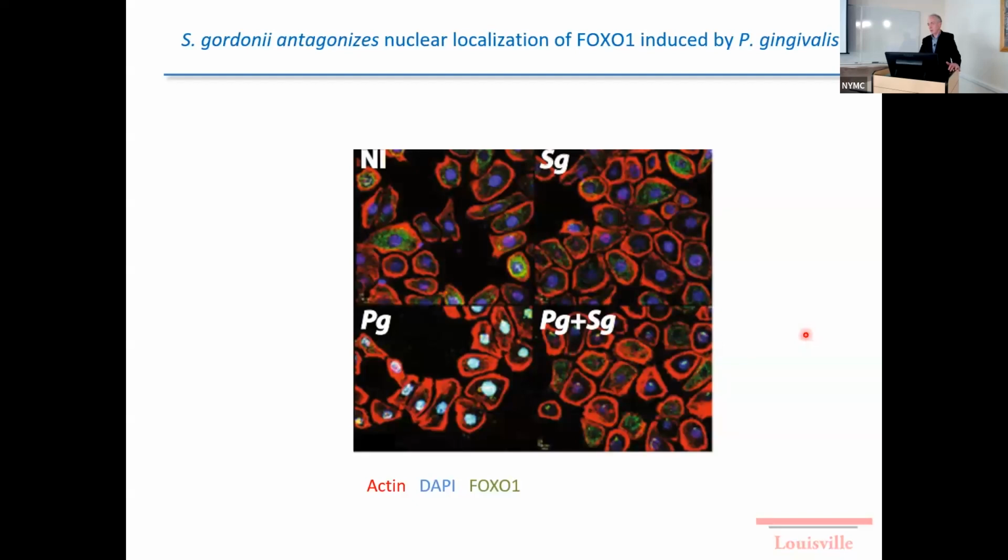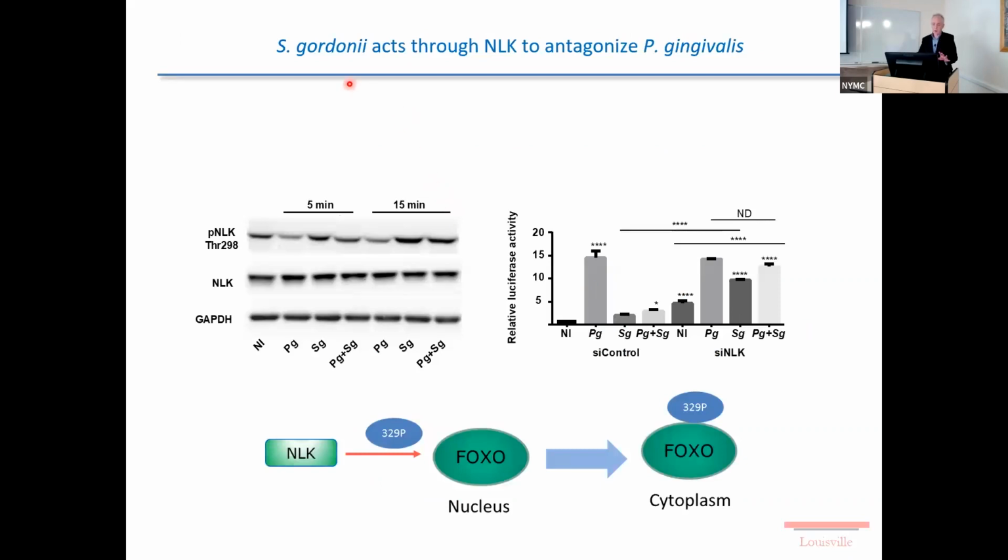That's something we haven't done yet. We find that dephosphorylation of serine 329 seems to be the most important. S. gordonii, in addition to antagonizing nuclear translocation of FOXO induced by PG and ZEB regulation, also activated this NEMO-like kinase, the NLK pathway, which is phosphorylated on threonine 298, stimulated by S. gordonii even in the presence of P. gingivalis. If we knock down NLK, S. gordonii loses the ability to antagonize induction of FOXO1 by P. gingivalis. This is as simple a readout as a FOXO reporter.